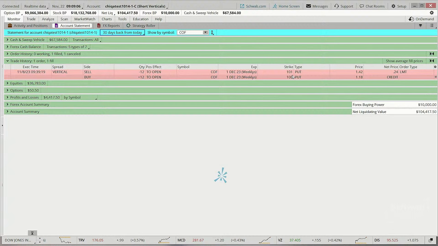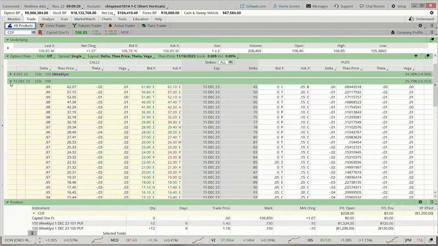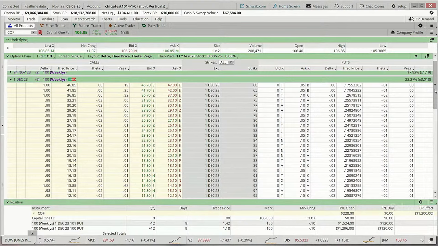That is a 1 December. I'm just going to make here 101. It's a 1 December, and that is a put. We'll come up here to the trade page, COF. Here we are right here, 1 December. And we're talking about a strike price on the short put vertical of 101 right here.